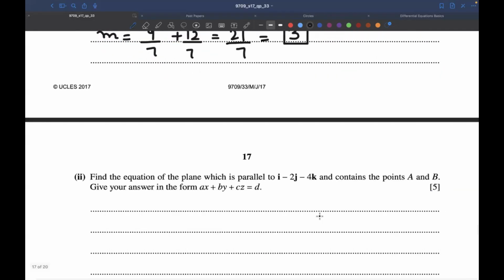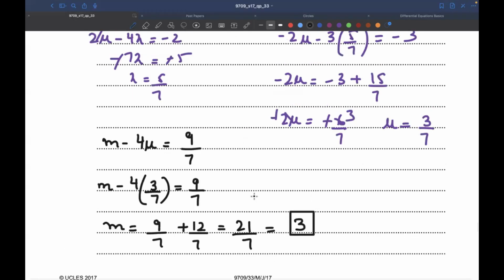In part B, it is asking us to find the equation of the plane, but that is not part of the syllabus anymore. So we can just stop over here, because that's all there is in the syllabus for vectors.